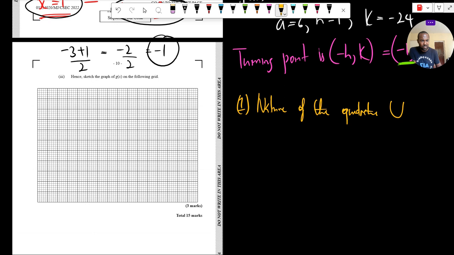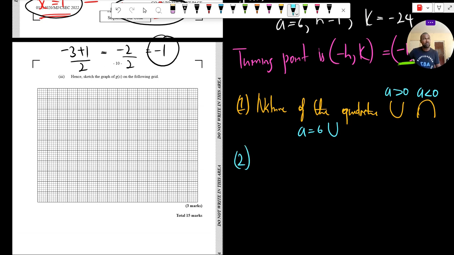We want to know if it's going to be a smile or a frown. In other words, if it opens upwards or downwards. How do we do this? Typically, when a is greater than 0, it opens upwards, or we say it's a smile. When a is less than 0, meaning negative, it opens downwards. However, in this case, we're given that a is equal to 6, so we know it's going to open upwards. So we know the shape.